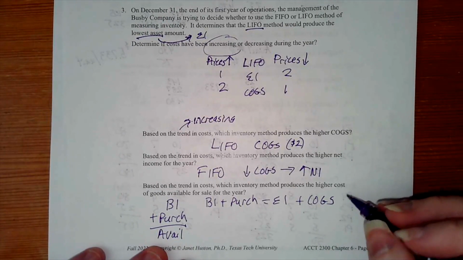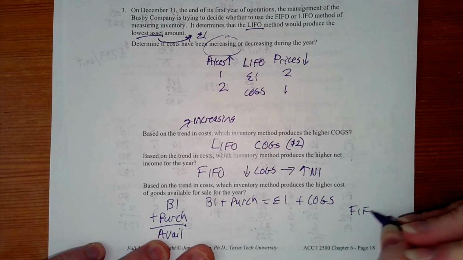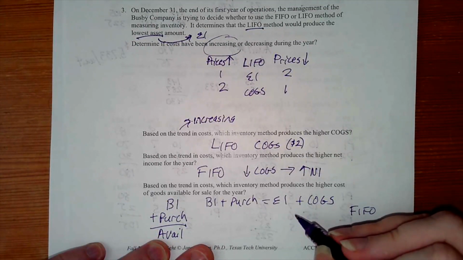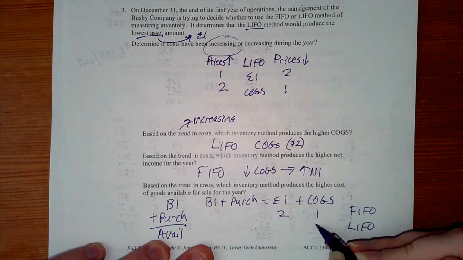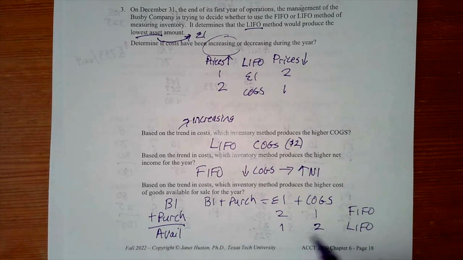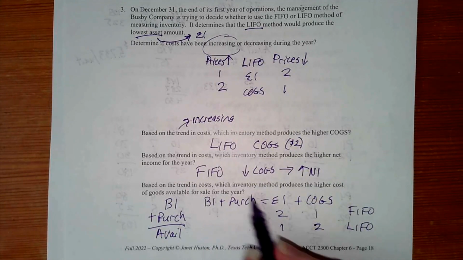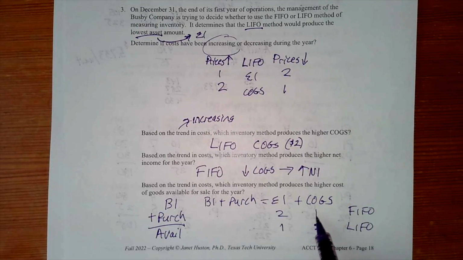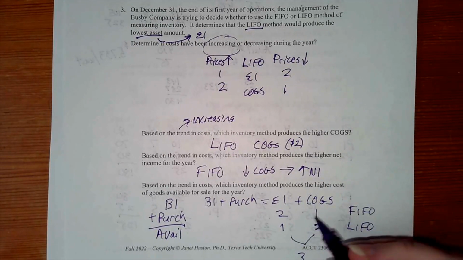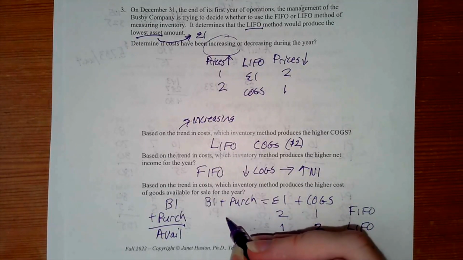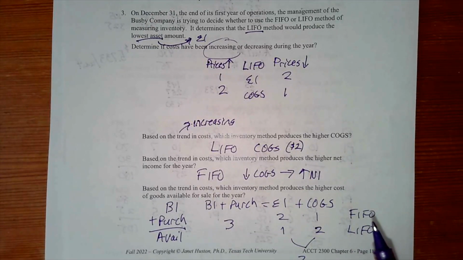So under FIFO, that would be COGS of 1 and ending inventory 2. Under LIFO, it would be COGS of 2 and ending inventory 1. But you notice both of these are 3, right? Beginning inventory and purchases, it doesn't matter how you split it up. It's going to have to equal ending inventory plus COGS. So no matter which way you go, whether you use LIFO or FIFO, ending inventory plus COGS equals 3, and beginning inventory plus purchases also has to equal 3. That's just the way the inventory equation works.